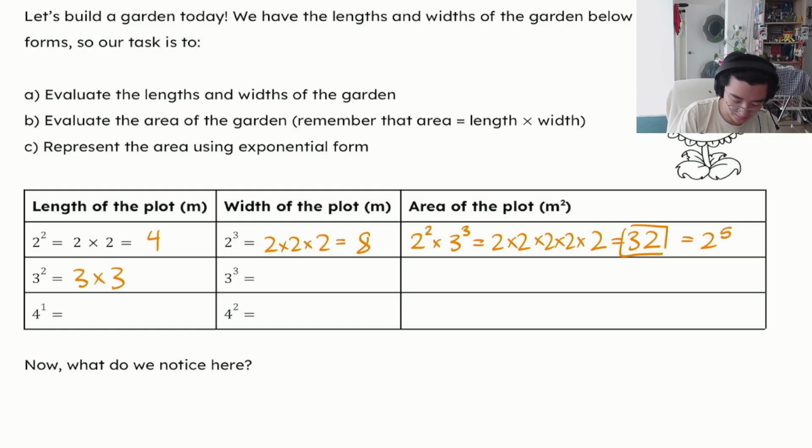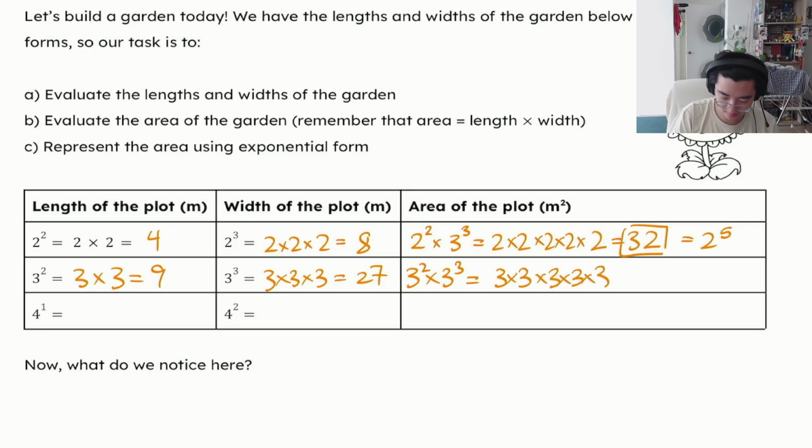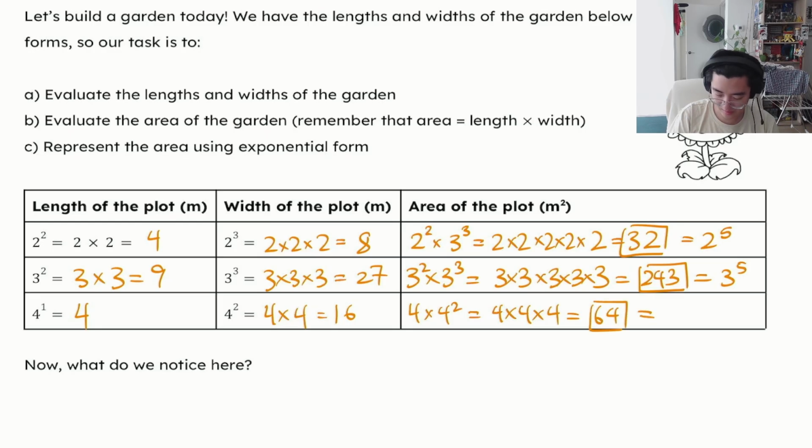3 squared, same thing. It's 9. 3 cubed is 3 times 3 times 3, which is 27. The area is exactly the same. We got 3 times 3 as the length, 3 times 3 times 3 as the width. Altogether it is 243, which is 3 to the power 5 again. 4 to the power 1 is, of course, just 4. 4 to the power of 2 is 4 times 4, which is 16. The area of this is just 4 times 16 multiplied together, which is 64, which, as we know, is just 4 cubed.